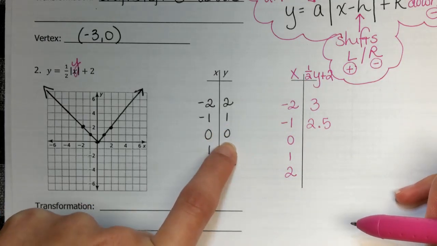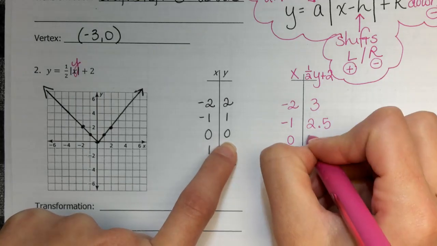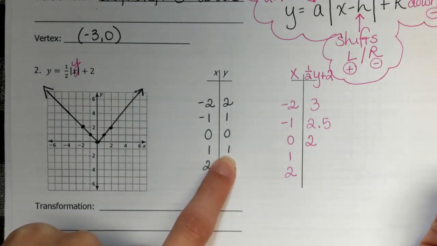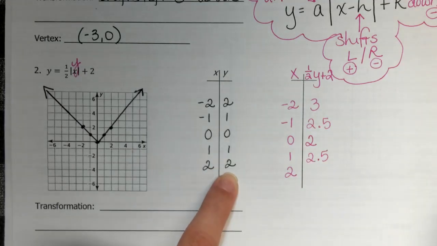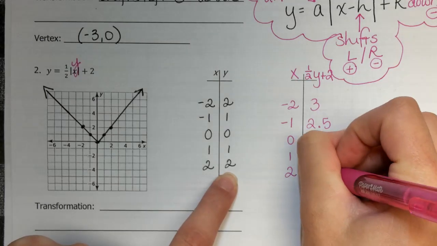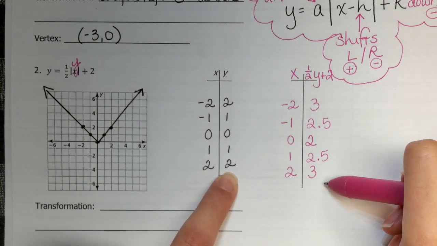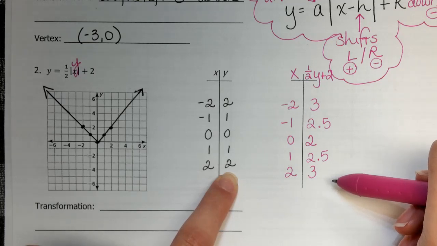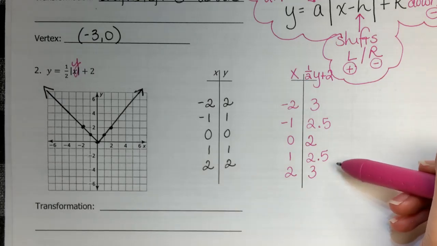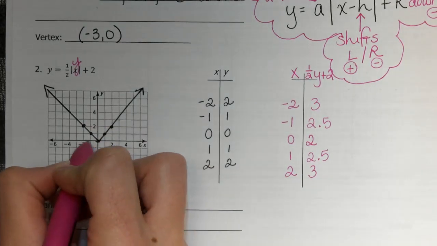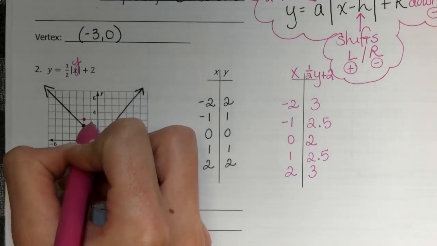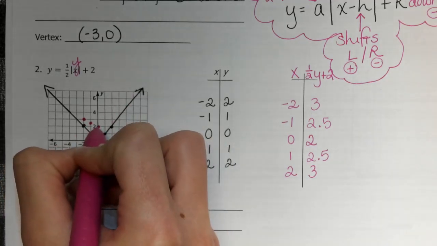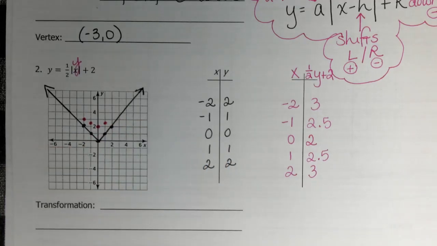All right, what's half of 0? 0 plus 2, 2. Half of 1, 0.5 plus 2 is my 2.5. Half of 2 is 1 plus 2 is my 3. You should have these mirroring around that vertex still, every single problem. Okay? If not, then check your math. So then we're going to graph it. That 2.5, hopefully you know how to graph that. That's between 2 and 3.